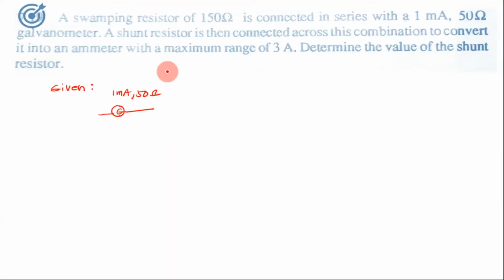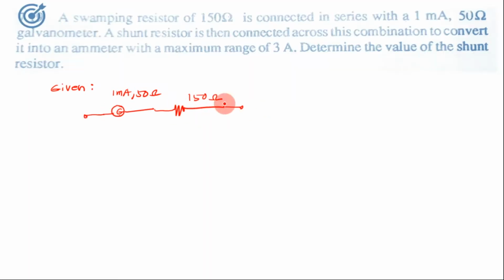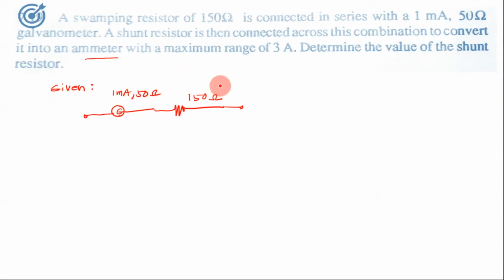Now, the swamping resistor is in series with this galvanometer. So we draw a resistor here. This is equivalent to 150 ohms. So that's it. According to the problem, we are to use this circuit as an ammeter. So we know what an ammeter is. An ammeter is a device that we use to measure the current of our circuit.